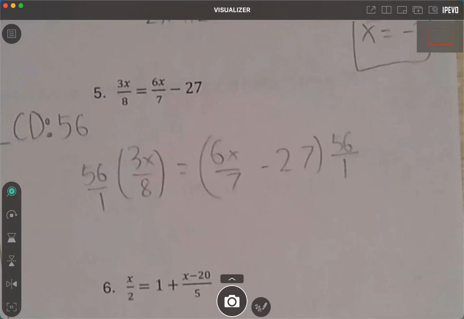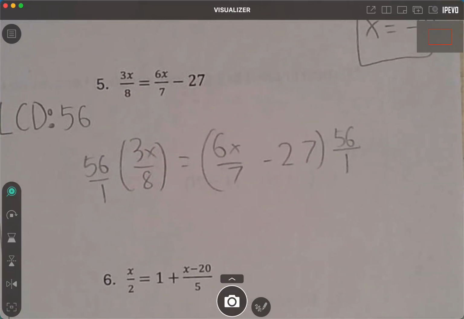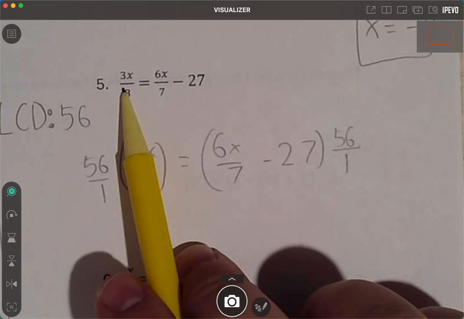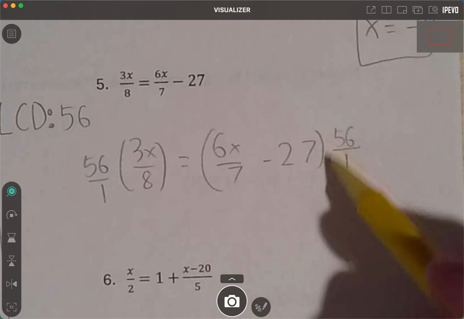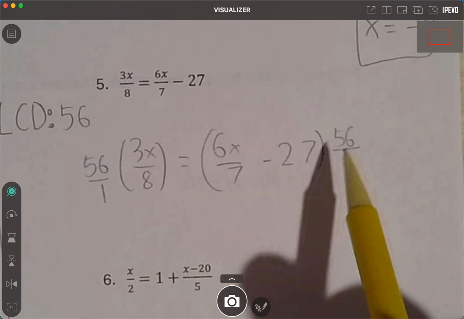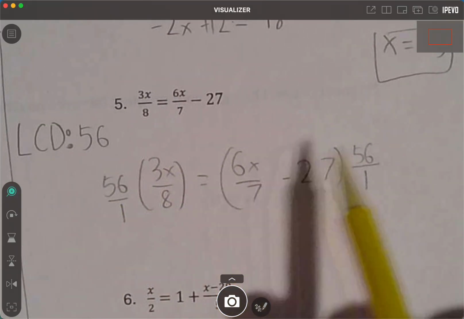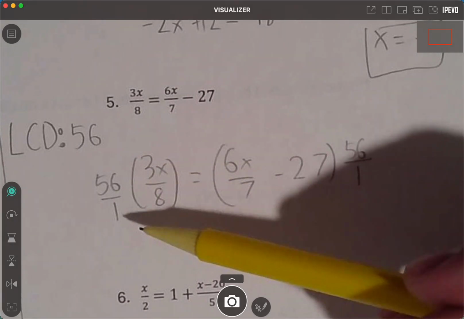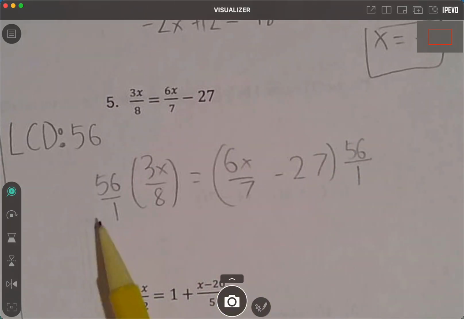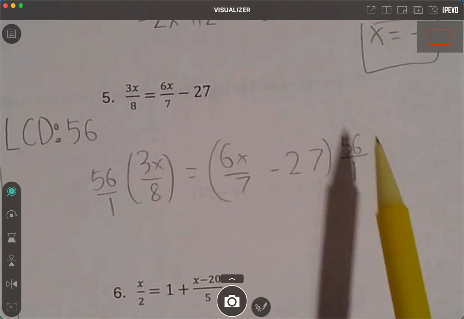And so there's me writing that out. What I've done here is I'm showing that I'm going to multiply the entire left-hand side, which is wrapped in parentheses, and the entire right-hand side, which is wrapped in parentheses, by 56, namely 56 over 1. I'm not multiplying this by 56 over 56. I'm multiplying it by 56 on the left and 56 on the right.